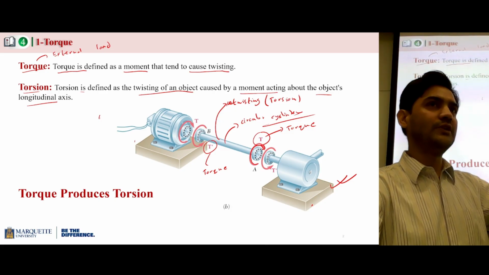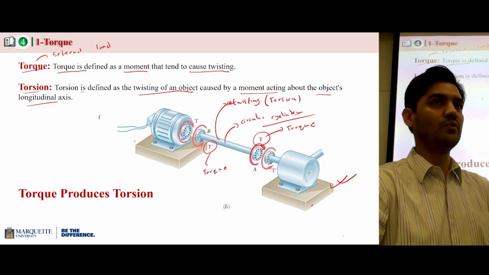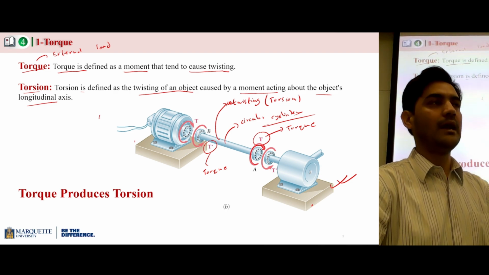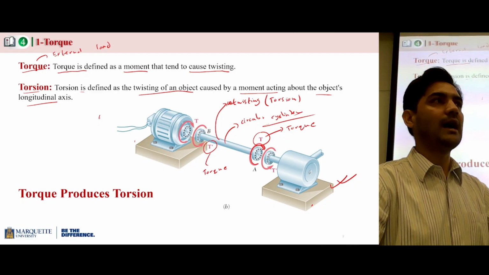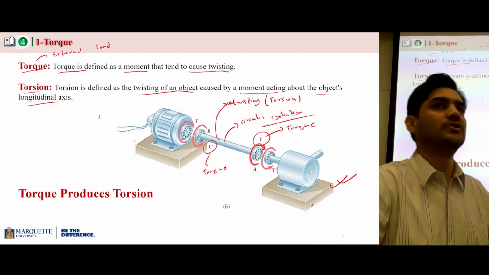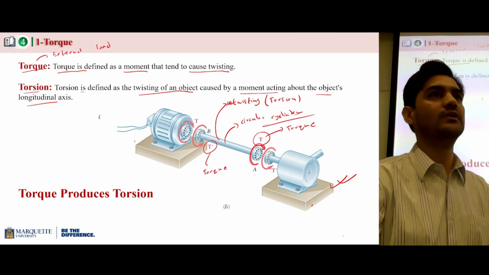We'll try to calculate this torsion, the change of shape, in terms of the thing which we call angle of twist. And because of this torque and torsion, we will also see whether it is producing normal stresses or shear stresses, what kind of stresses it is producing, and we'll also try to calculate those stresses.